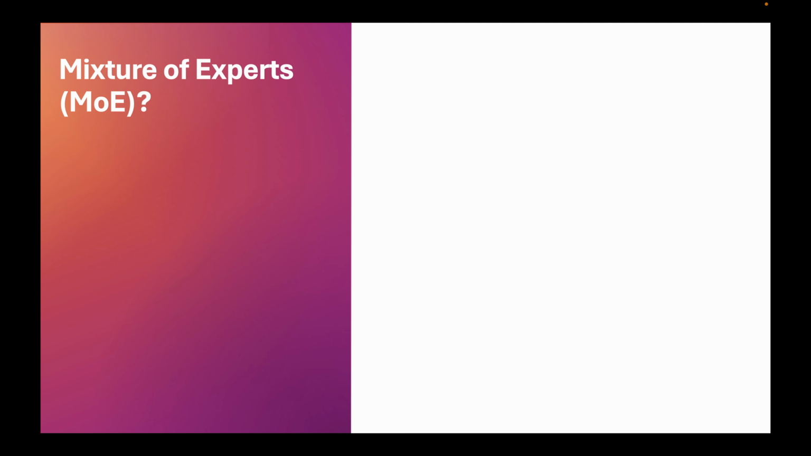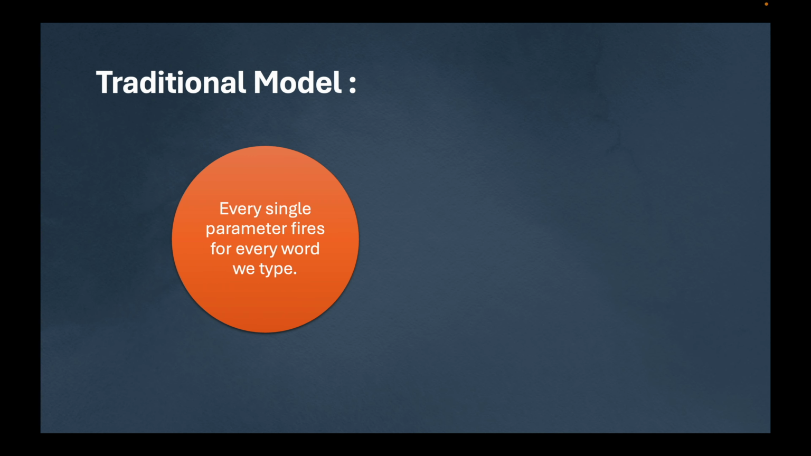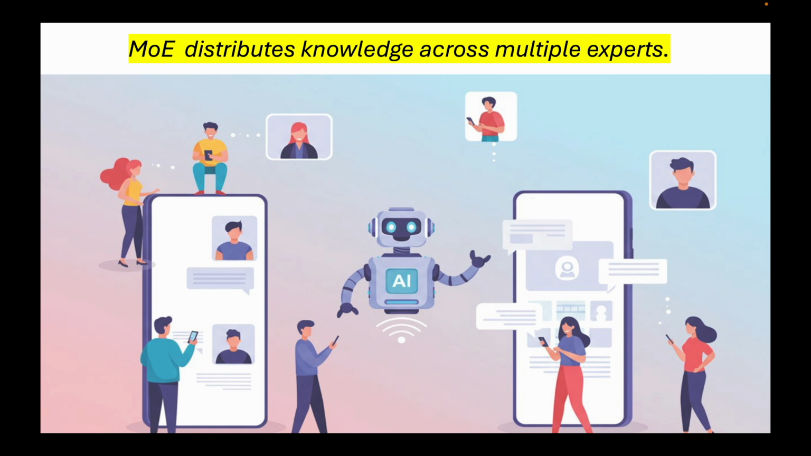What is Mixture of Experts, or MoE? Mixture of Experts is a neural network architecture where smaller specialized sub-networks called experts work together and decide which experts should be used for a given input. In a traditional model, every single parameter or every neuron fires for every word we type. Therefore, the model becomes large, inefficient and costly. Hence, instead of using the entire model for every task, MoE distributes knowledge across multiple experts, because not all the parameters are used for every input.